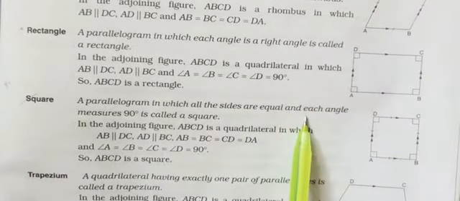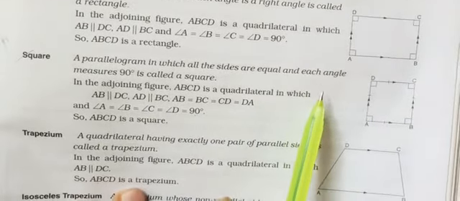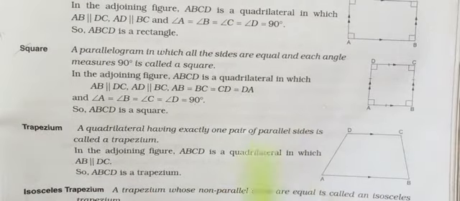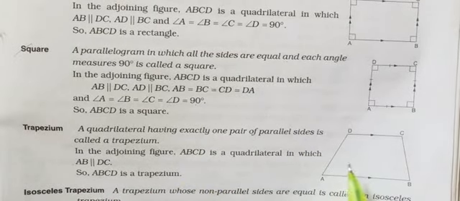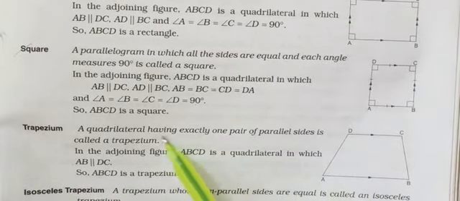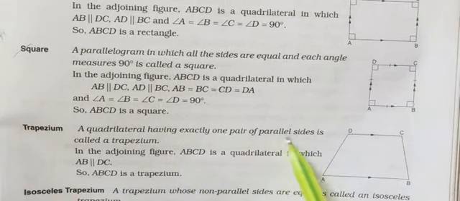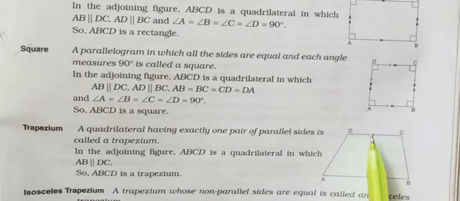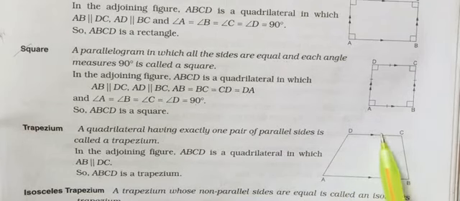Hope you know that. Next, come to one important figure, the trapezium. A quadrilateral having exactly one pair of parallel sides is called a trapezium. Only one pair of parallel sides. Here AB is parallel to DC only. This side is not parallel to this. Only AB is parallel to DC. So it is a trapezium.